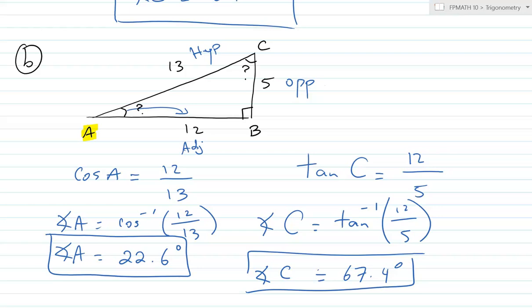Okay, so two different ways of doing this. I used cosine and tangent. You can use sine and tangent for A and cosine and sine for C, whatever, it doesn't matter, as long as you're consistent, following the pattern and following the ratios properly. Okay, now practice time.